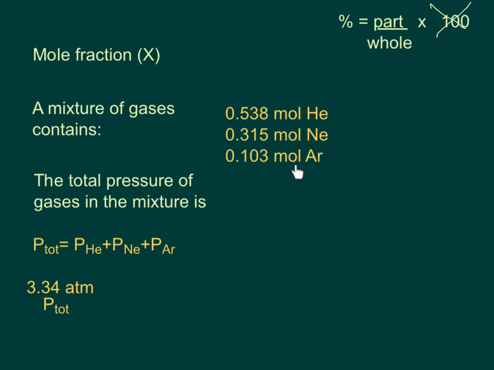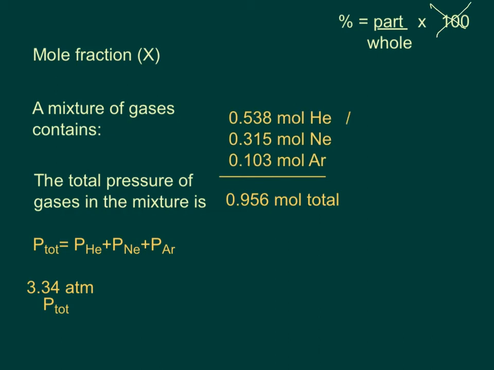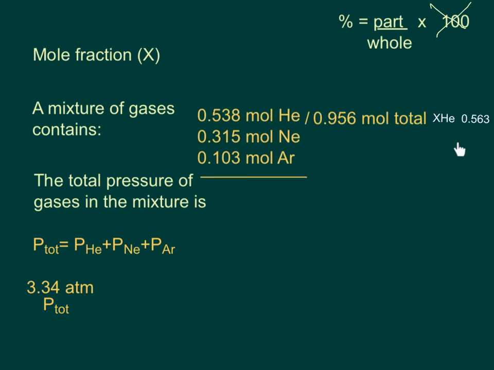So the first thing we'll do is find the total number of moles by adding these together, and we get 0.956 moles. So remember, we're taking the part, the number of moles of helium, and dividing it by the total number of moles. And so taking our moles of helium and dividing it by the total number of moles, we get a mole fraction of 0.563. We'll do the same for neon.